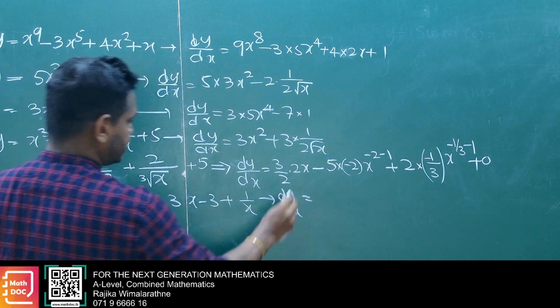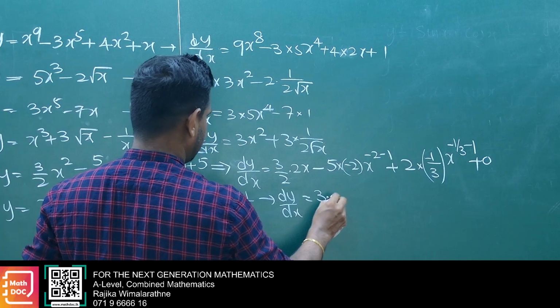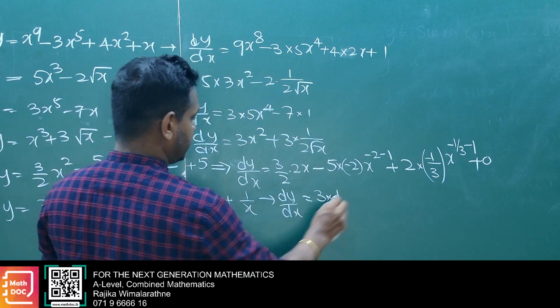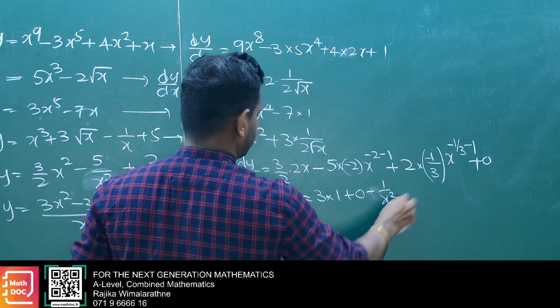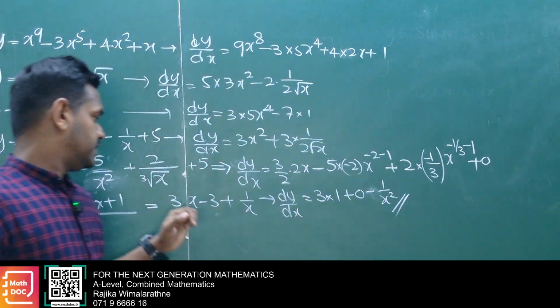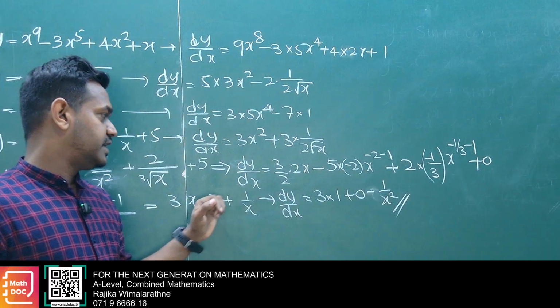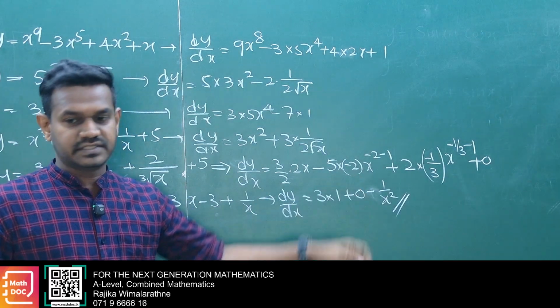Dy by dx: 3 times x derivative 1. Constant derivative 0. 1 over x derivative is minus 1 over x square. 3x derivative 3, constant derivative 0, 1 over x derivative minus 1 over x square.